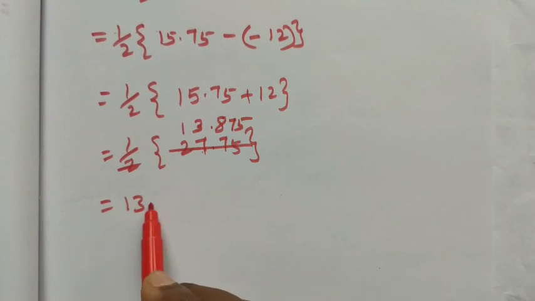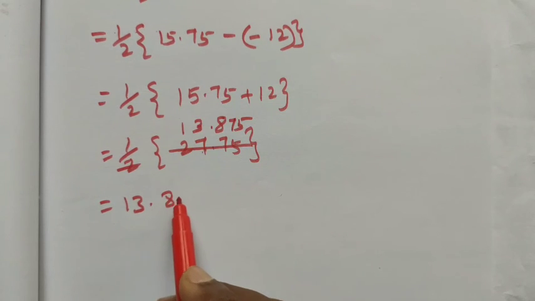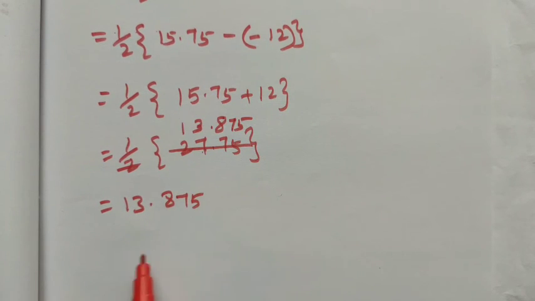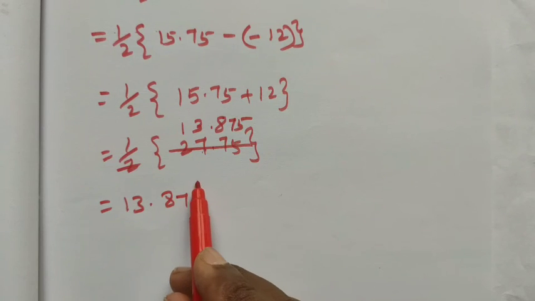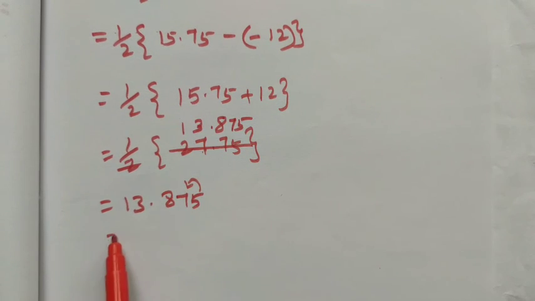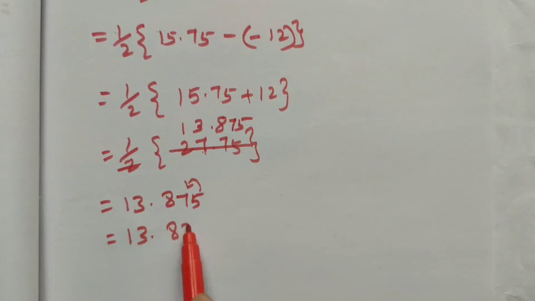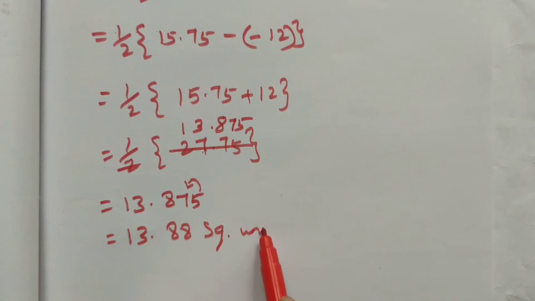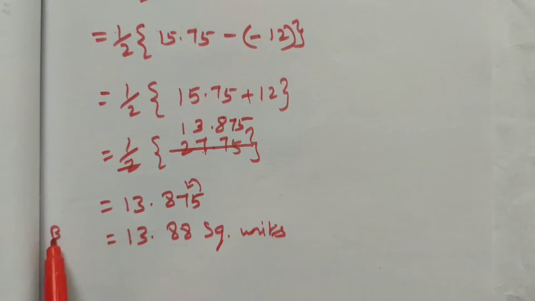So this term is equal to 13.875 is nothing but 2 decimal places means we have more than 5. So this term is equal to 13.88 square units is the area of the quadrilateral BCEG. Area of the quadrilateral BCEG is the answer. Thank you, students.